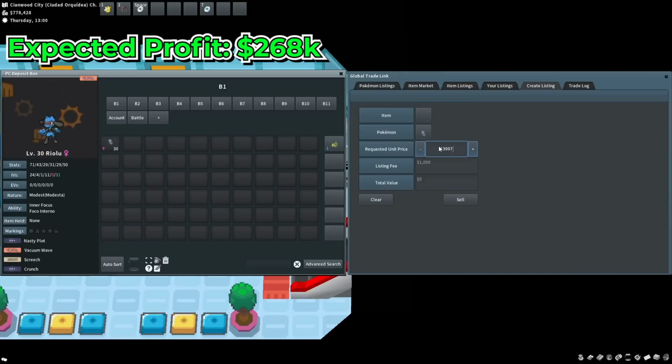And the tip for you guys who are beginners and are looking for money making methods: if you evolve this guy here, it can go for a lot more than this, because it's a very boring process and not many people like to do it.